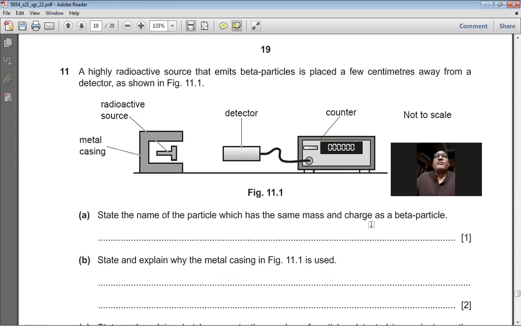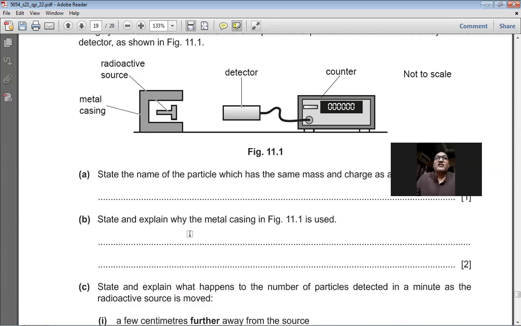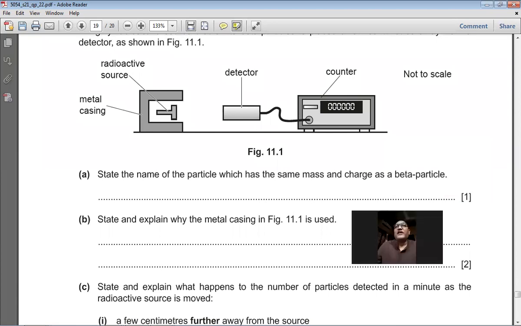State the name of the particle which has the same mass and charge as the beta particles. The beta particles have a negative charge, and they are like electrons. So the other particle which has the same mass and charge is the electron. So here you will have to write the electron. Then his question is state and explain why the metal casing in the figure 11.1 is used. You see the beta particles, they cannot penetrate through the thick metal casing. So we have put a thick metal casing around it, so the radiation does not.